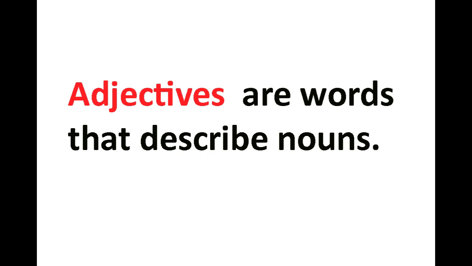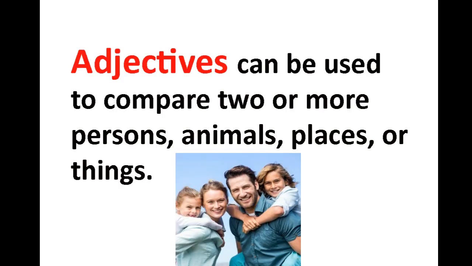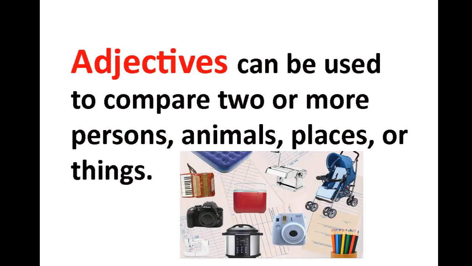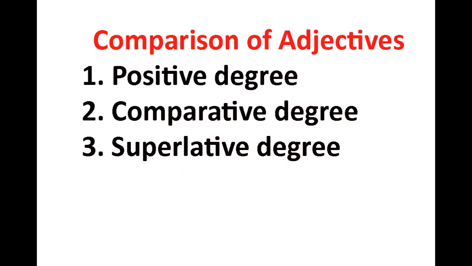What are adjectives? Adjectives are words that describe nouns. Adjectives can be used to compare two or more persons, animals, places, or things. Adjectives have 3 degrees of comparison. These are positive degree, comparative degree, and superlative degree.